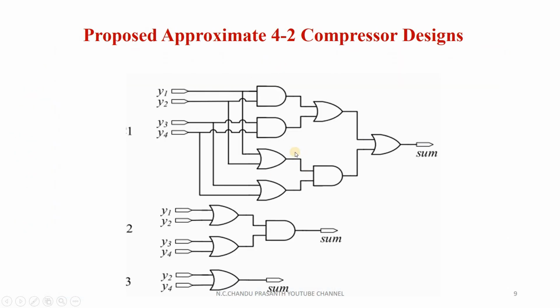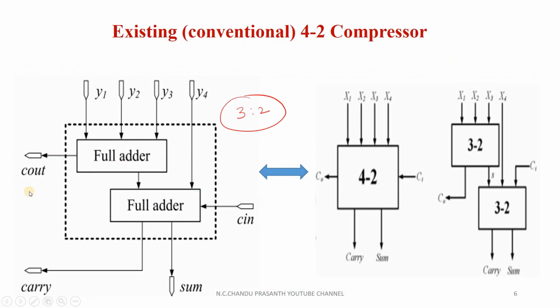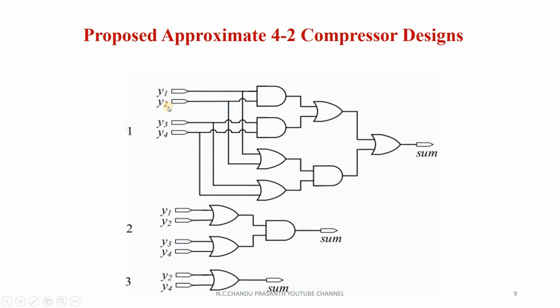In this topic, I have designed 3 designs in total for the photo compressor. These are the proposed approximate photo compressor designs: design 1, design 2, and design 3. Observe here that cin, cout, and carry are cancelled in these designs. So we have y1, y2, y3, y4 and sum.